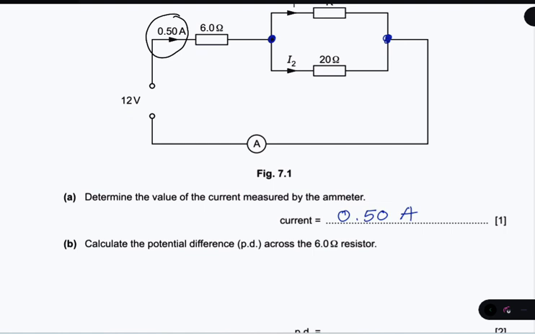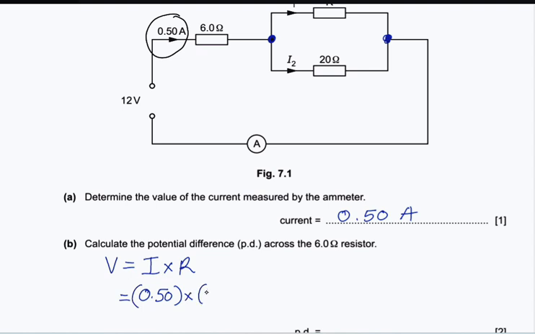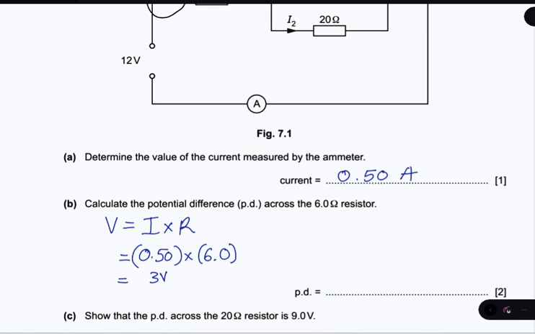What's next? Question wants us to calculate the potential difference across the 6 ohm resistor. Right, so in this case we are using Ohm's law, V equals I times R, I being the current through that resistor, so this is equal to 0.50 multiplied by 6.0. This will give us 3 volts. Awesome. 3 volts there.